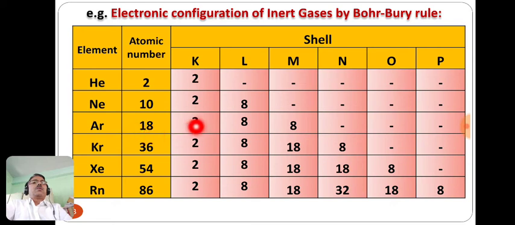Then argon here is 2, 8, 8. This is the electronic configuration for argon. For krypton it is 2, 8, 18, 8. For xenon it is 2, 8, 18, 18 and 8. And for radon it is 2, 8, 18, 32, 18, 8. So this is the electronic configuration of inert gases by the Bohr-Bury rule.